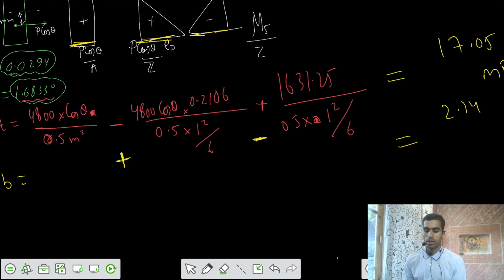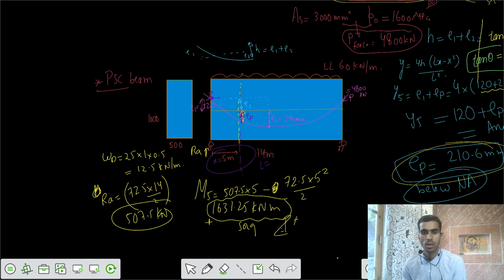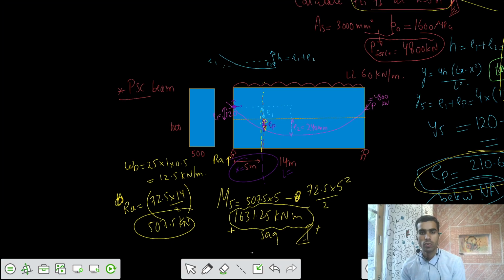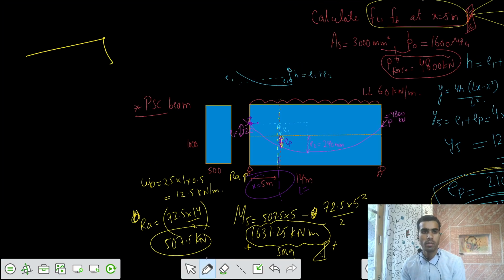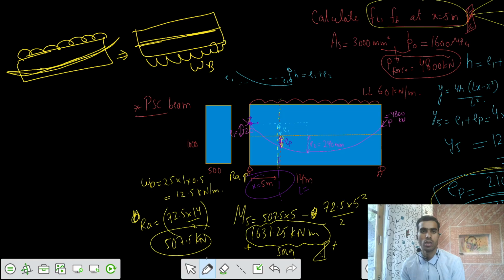And the second method is that we are going for the load balancing concept. So we have this beam. On that we have the external load, and the cable profile is parabolic. And to convert it to a straight line cable, we should have some balancing UDL also. To make the cable a straight line, we have to balance the UDL by a balancing load of 8Ph cos theta by L square.